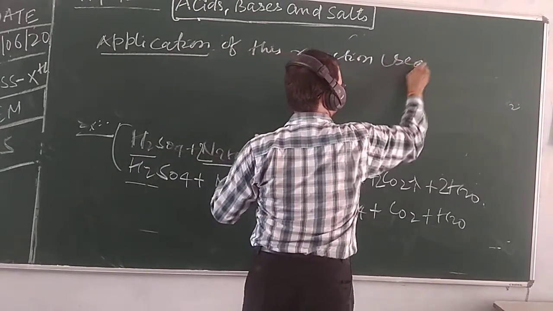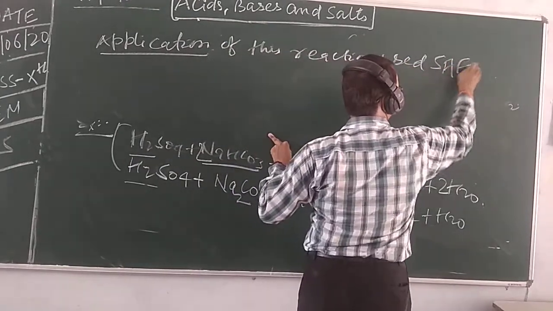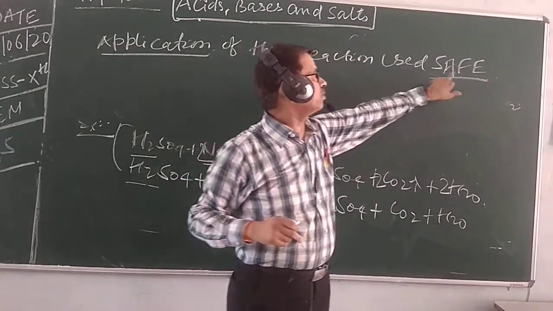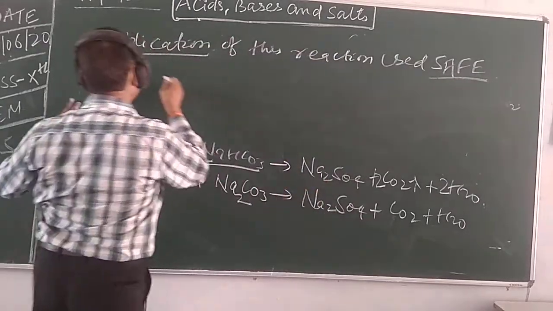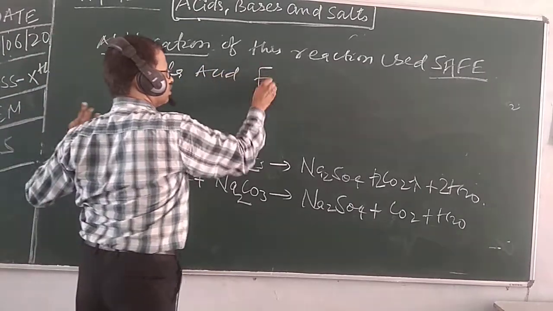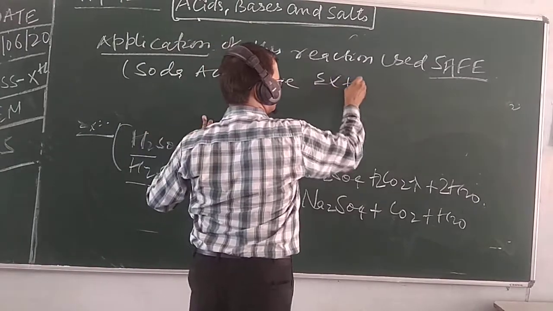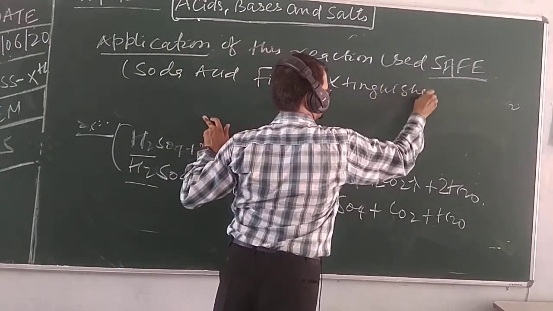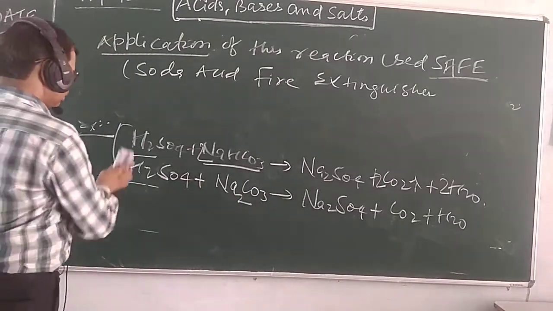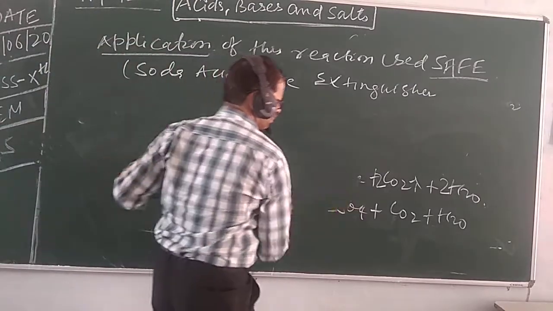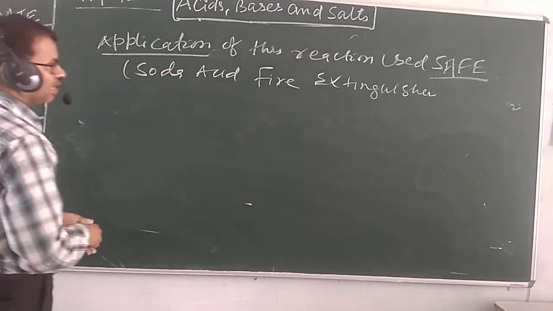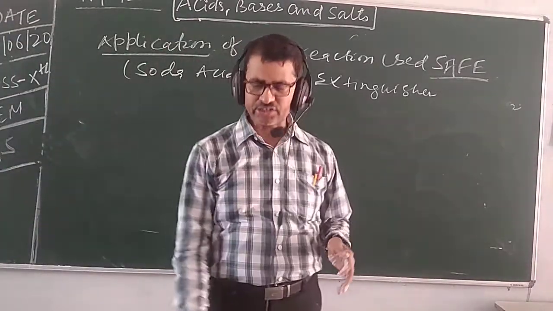Using SAFE. What is the meaning of SAFE? The meaning of SAFE is soda acid fire extinguisher. Generally, this application is used when a fire is there, because in this reaction the carbon dioxide gets released with pressure, and that carbon dioxide gas can extinguish the fire.